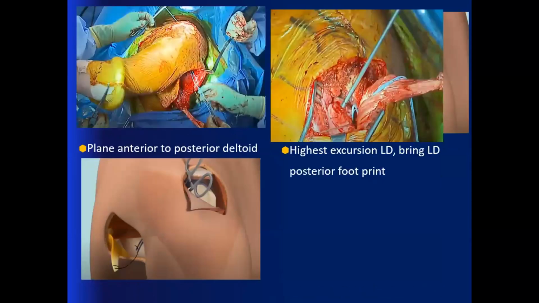Then after that, we have to find the plane anterior to the posterior deltoid. That is the plane where the tendon is passed through. Because of the highest excursion of latissimus dorsi, we can bring the latissimus dorsi tendon to the posterior aspect of the footprint.